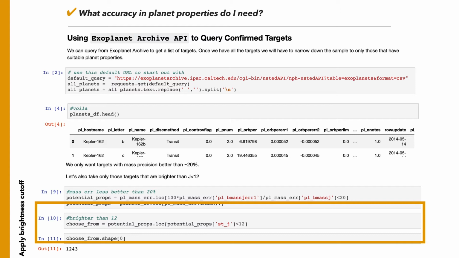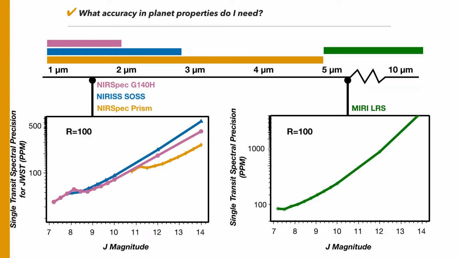about obtaining JWST instrument precision measurements yet, but when you are looking for targets, I think it's super important to have an intuition for what approximate precision some stellar magnitude is going to give you. So here are 4 JWST spectroscopic modes, all sampled at R of 100. On the y-axis, I have the single transit spectral precision in parts per million. On the x-axis, I have J magnitude.